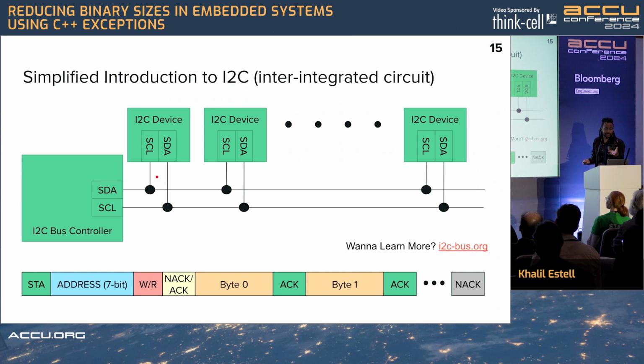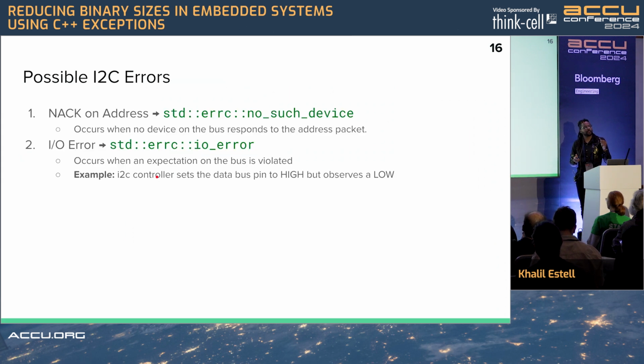And if you find this kind of stuff interesting, there is i2cbus.org that you can go to. It has all the information you need to know about how this protocol works. But the more important thing is that there are a couple of errors that are associated with I²C. There's the NACK on address, meaning that there's no device that's currently there. It would map to the standard error code, no such device. And then there's also I/O error. Sometimes hardware can mess up, or maybe a device is talking on the bus that shouldn't be at the appropriate time. And this would be some sort of I/O error.